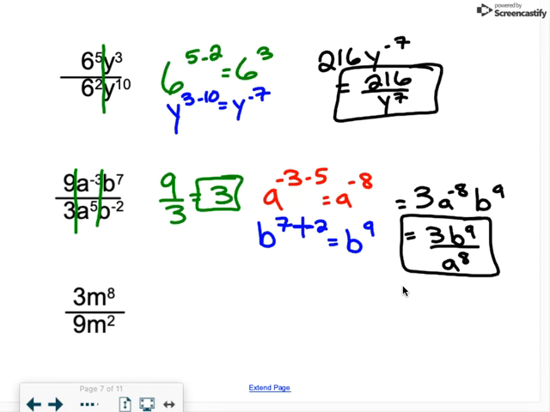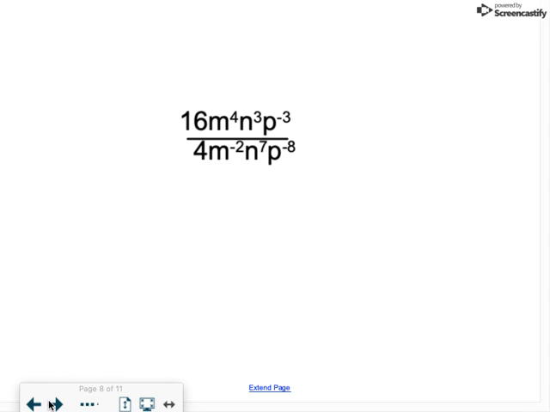So I'd love for you to try the next one. I'm going to move to the next page here. So we look at this one. This one looks pretty complex, right? A lot of different values, a lot of different numbers. The key thing, again, split it up into its separate parts, right? Combine the coefficients, combine the m's, the n's, the p's. So again, I'd love for you to pause this video and then we'll talk through it after this.